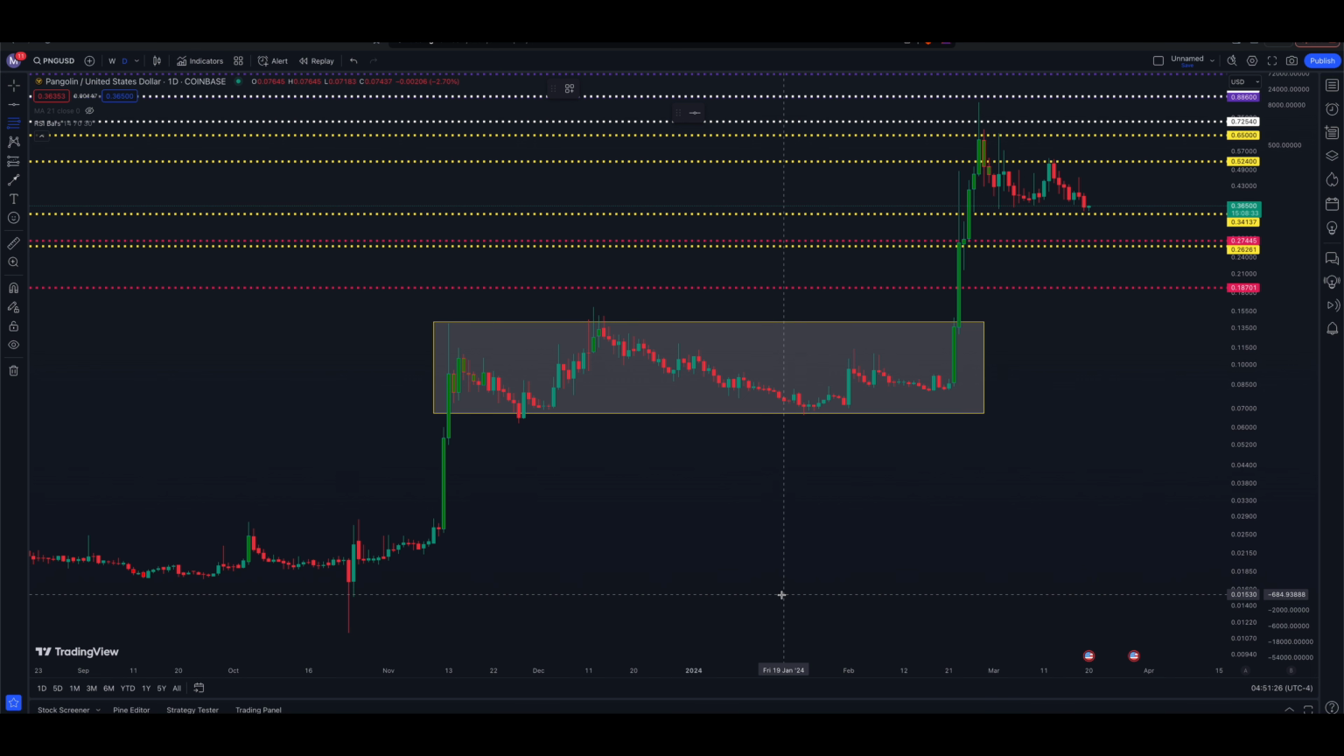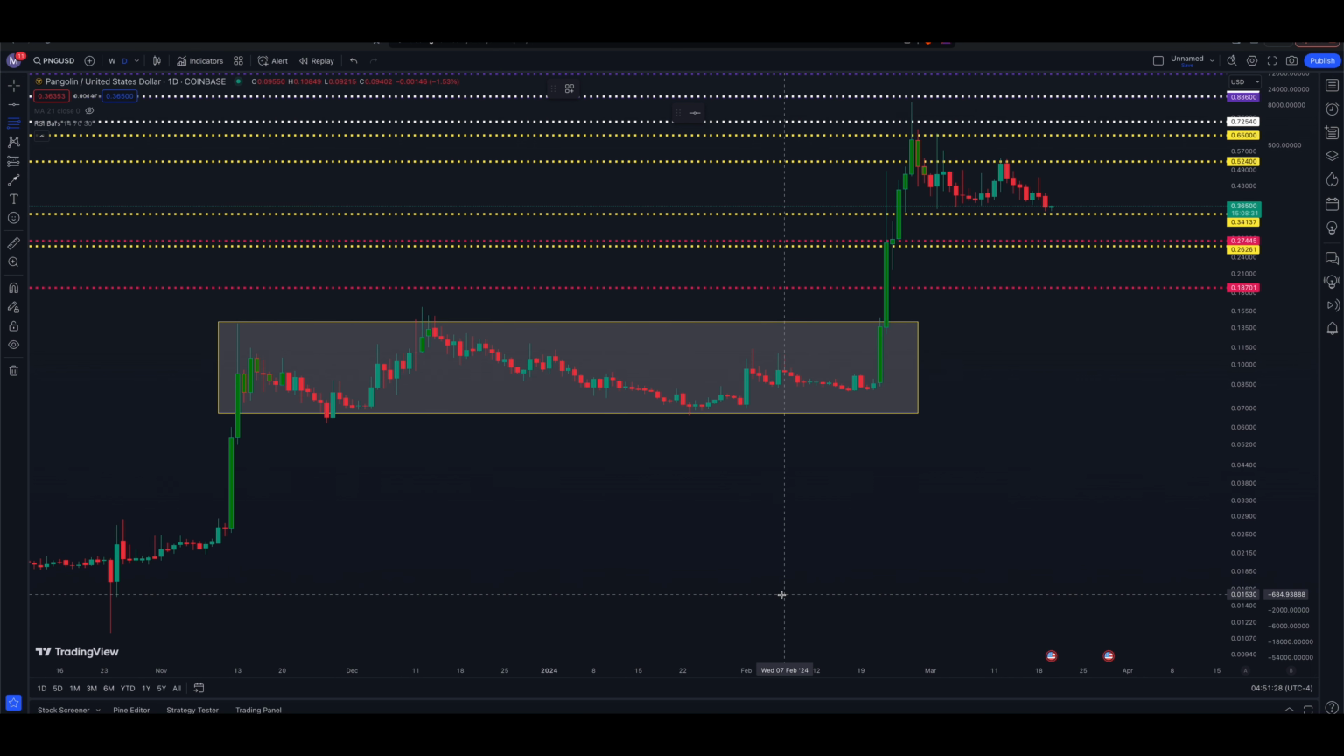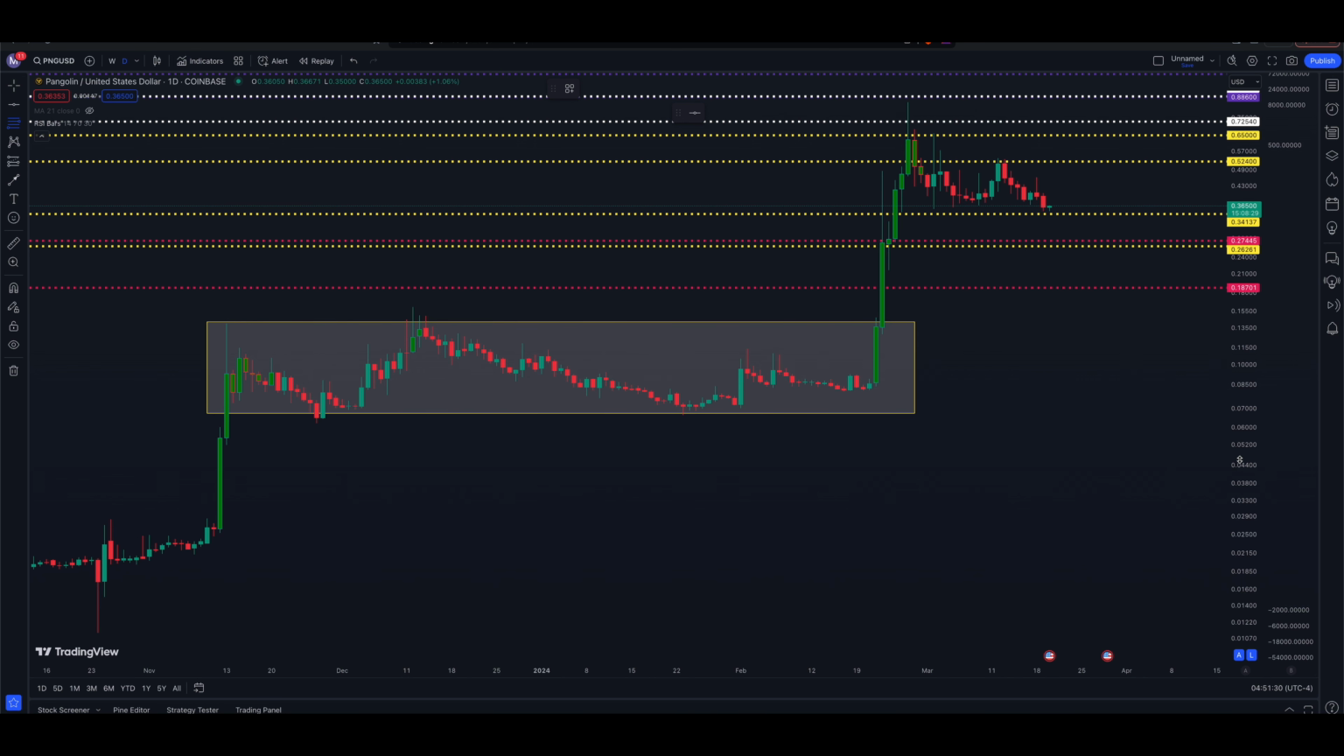Guys, this will be a daily chart on tradingview.com, and Coinbase is the data provider here for this chart. It's PNG USD. Let's jump right into it, guys. Still getting a pullback here. We're still putting in new lows.